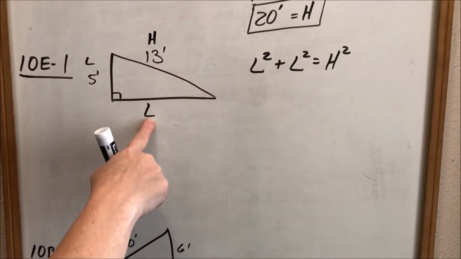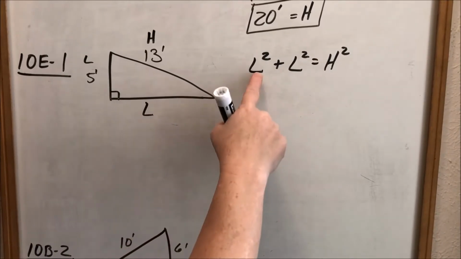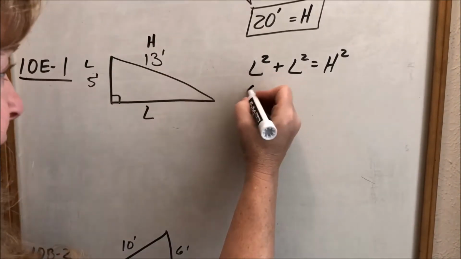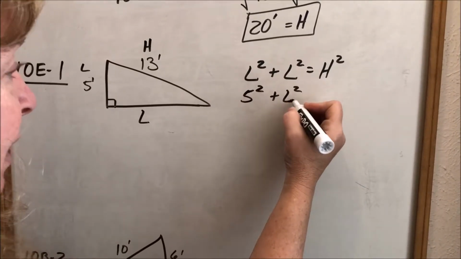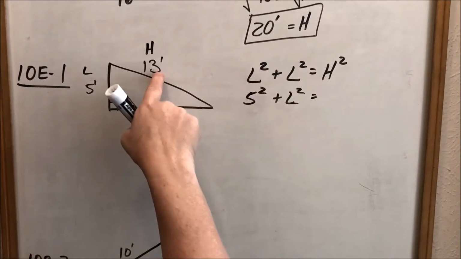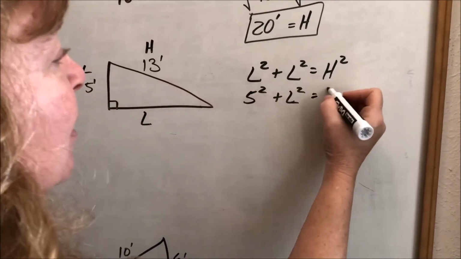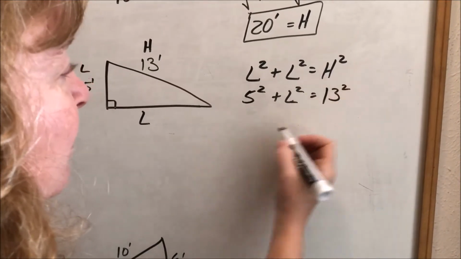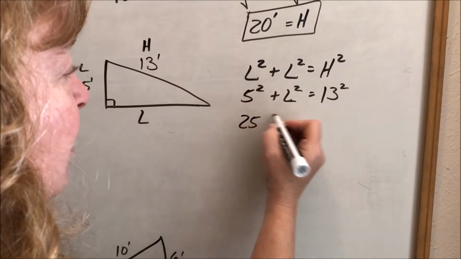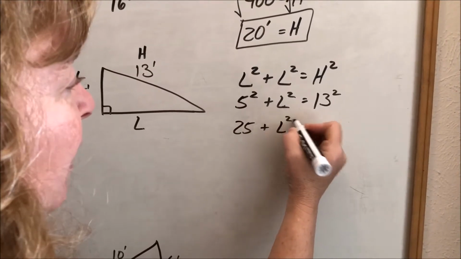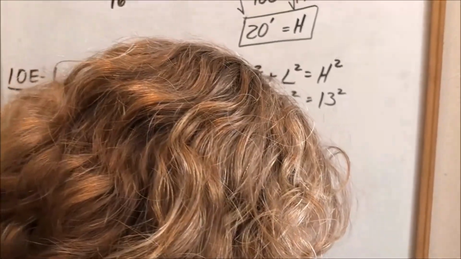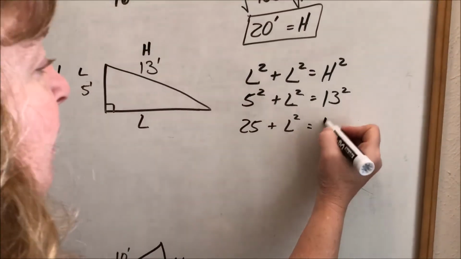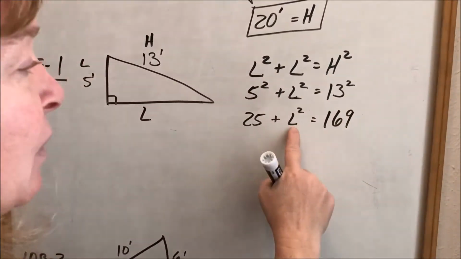So we need to make sure and put everything in the formula correctly. We know one leg, which is 5, so it'd be 5 squared. We don't know the other leg, leave that as L squared. We know the hypotenuse is 13, so that would be 13 squared. 5 squared, 25. Don't know that leg. 13 squared, pretty sure 169. Yep, 169.